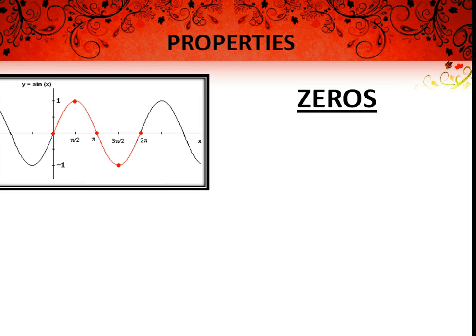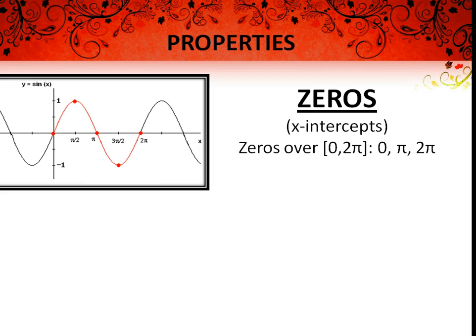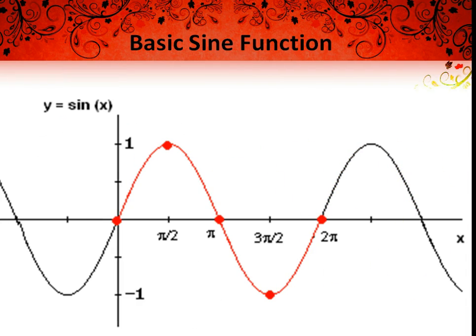In this case, we have several zeros. So if I were to just look over 0 to 2 pi, now I'm restricting my domain to just one period. So whatever is in red, I want to know what my zeros are. And they would be 0, pi, and 2 pi. Now again, this is only for my basic sine function.